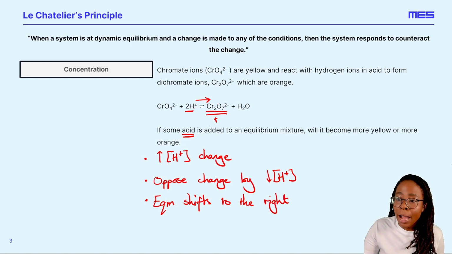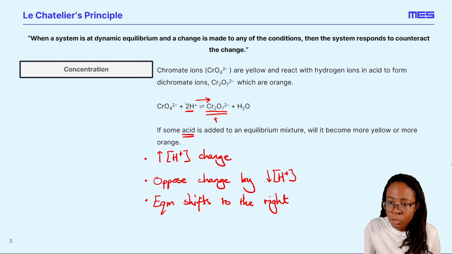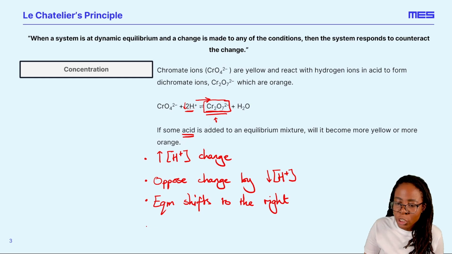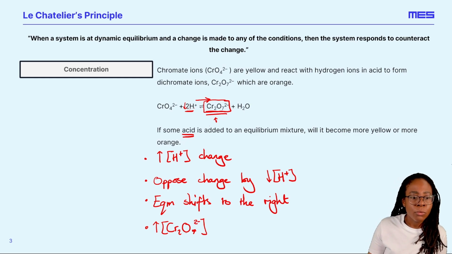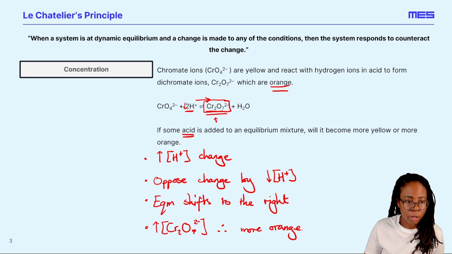Okay. Now that we've shifted the equilibrium to the right, which is decreasing the H plus concentration, that is where our dichromate ions are, which means we are now increasing the concentration of our dichromate ions. As a response to that increasing H plus concentration, our solution, our mixture, is going to look more orange because we've got more of our orange ion.